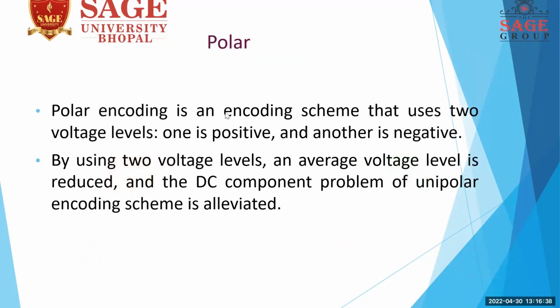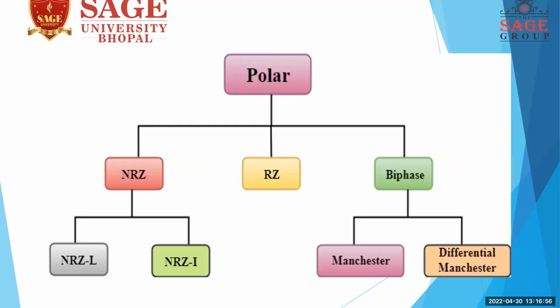Polar encoding is an encoding scheme that uses two voltage levels. One is positive, another is negative. By using two voltage levels, the average voltage level is reduced and the DC component problem of the unipolar encoding scheme is eliminated.